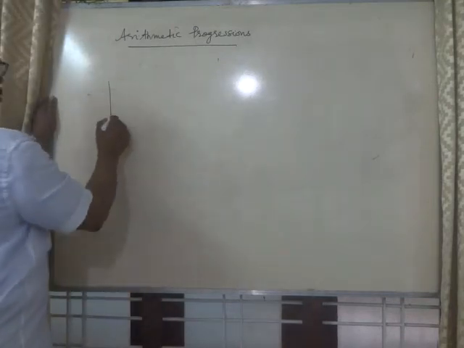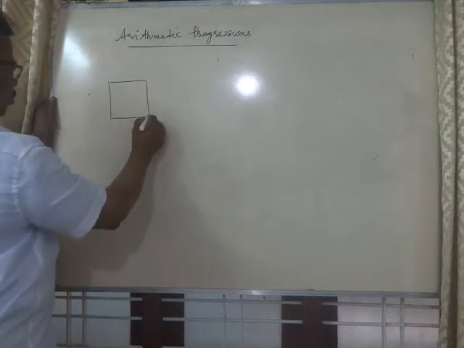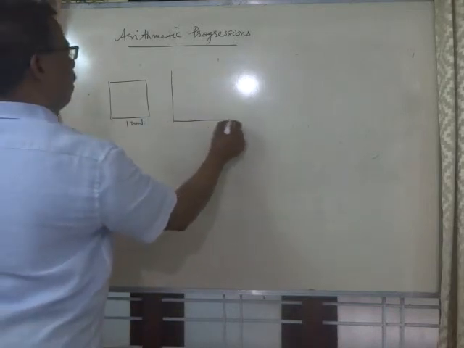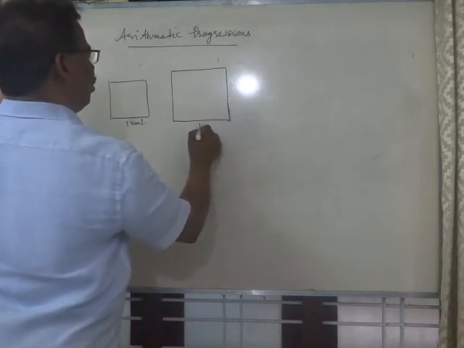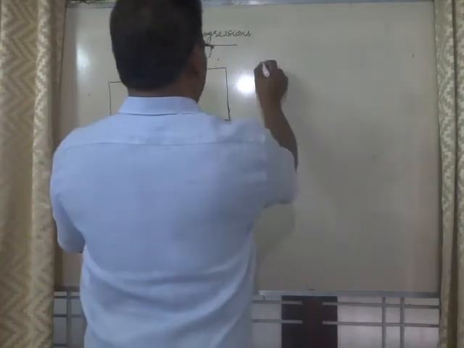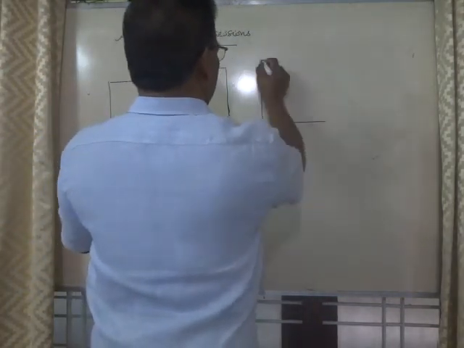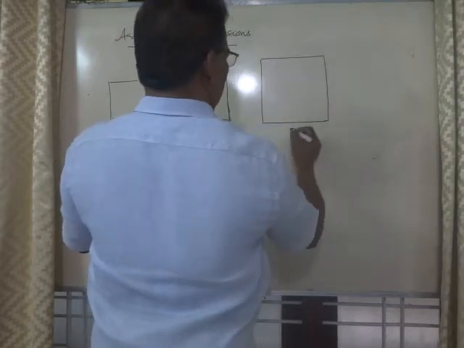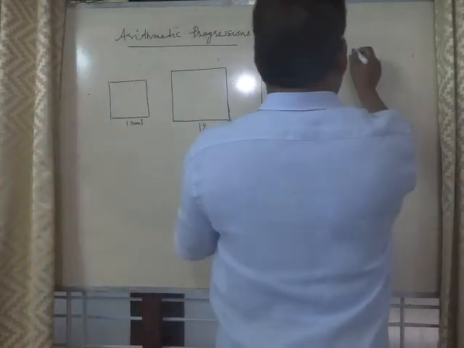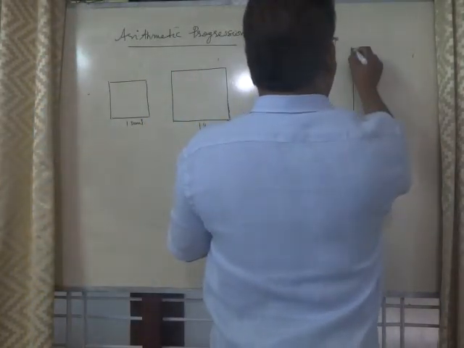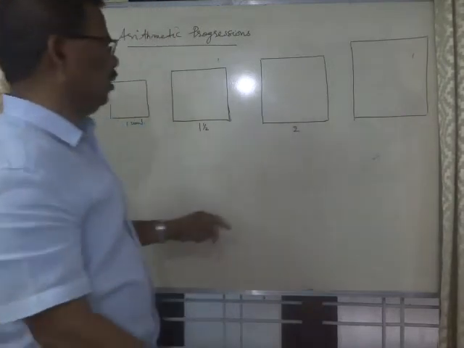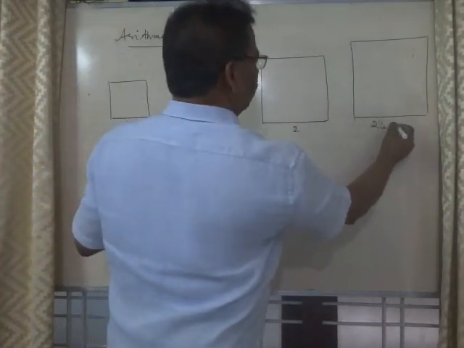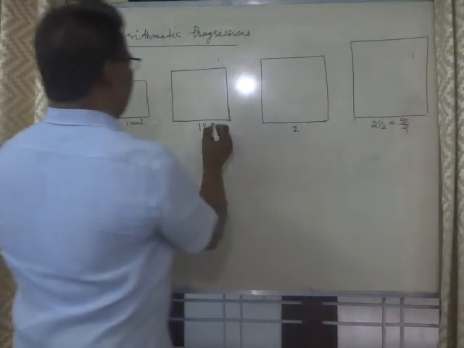We shall consider 4 squares of side length 1 unit, here it is 1.5 unit, then a square of side length 2 units, and another one with the side length 2.5 unit. 2.5 means 5 by 2. And 1.5 means 3 by 2.